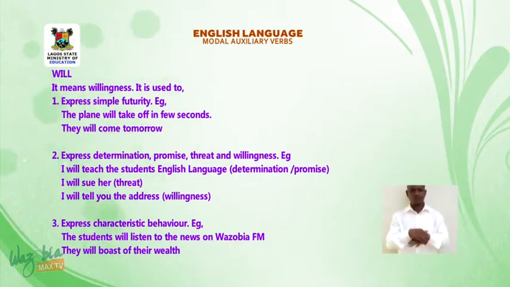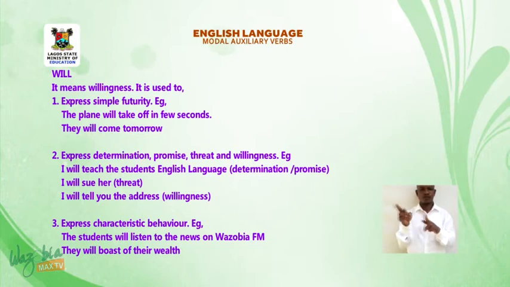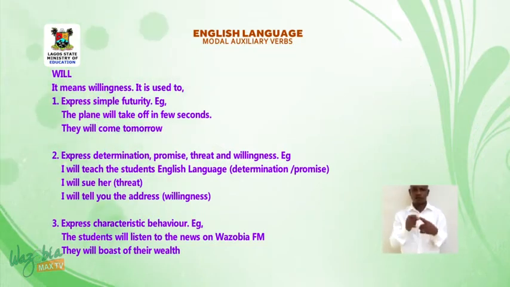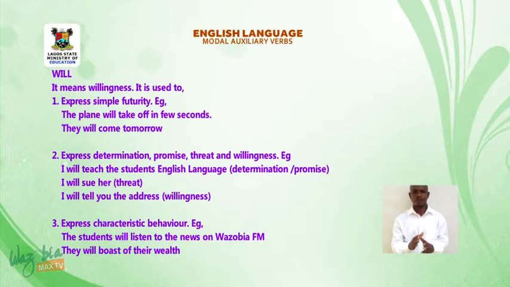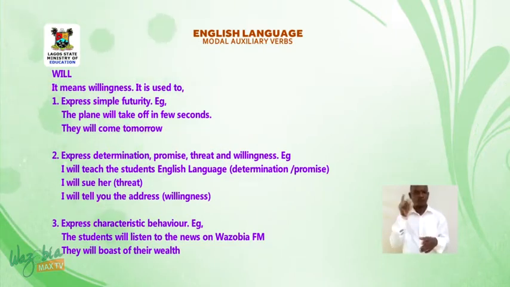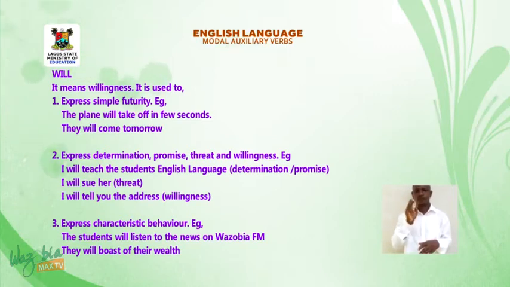This denotes determination or promise. I will sue her. It denotes threat. I will tell you the address. It denotes willingness. 3. To express characteristic behavior. For example, the student will listen to the news on Wazobia FM. They will boast of their wealth.